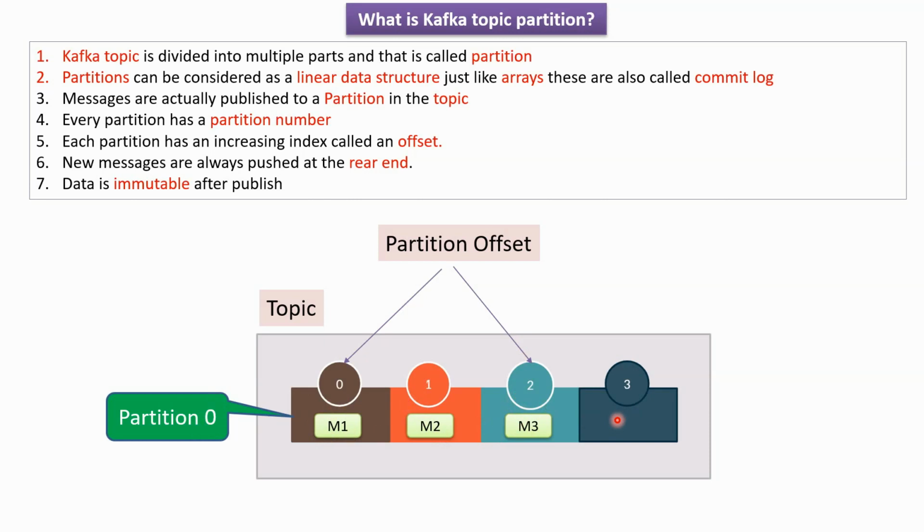New messages are always pushed at the rear end. Suppose you are publishing message 4, that will go to the rear end, which is offset 3. Once data is published it is immutable, which means suppose message 3 is stored in offset 2, then we cannot move this message 3 to offset 1 or offset 3. Once it is published we cannot change it, and it is immutable.